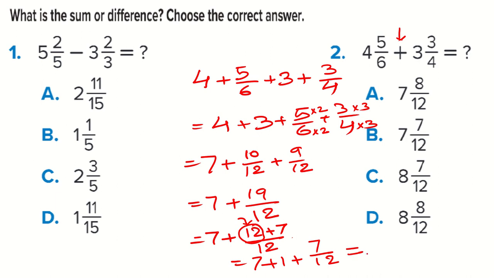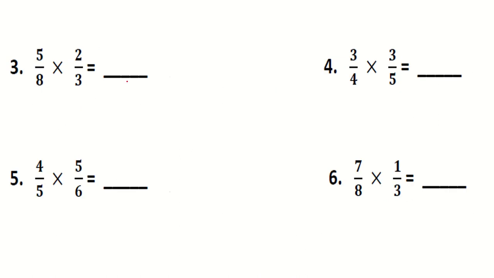So 7 plus 1 is 8, and 7 over 12. So this will be the answer. Okay. Again, I'm telling you, you can have various methods to add fractions and mixed fractions. So this is one of the ways I have told you. Now, next we have to calculate this.